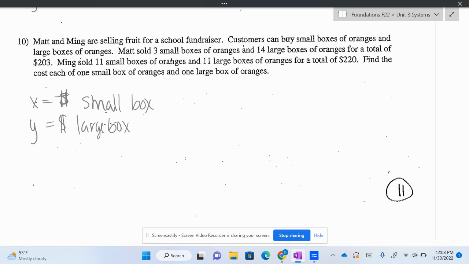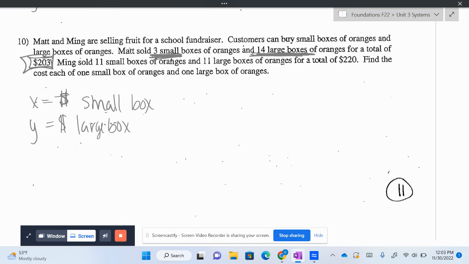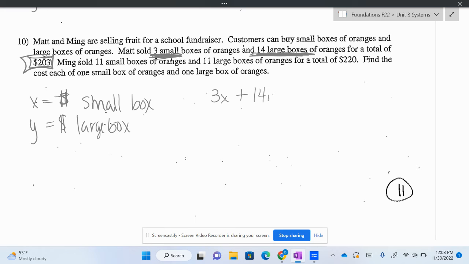Okay. So Matt sold 3 small boxes and 14 large boxes for $203. What does that look like? 3 small plus 14 large for a total of 203. So 3 small boxes plus 14 large boxes for a total of 203. Perfect.